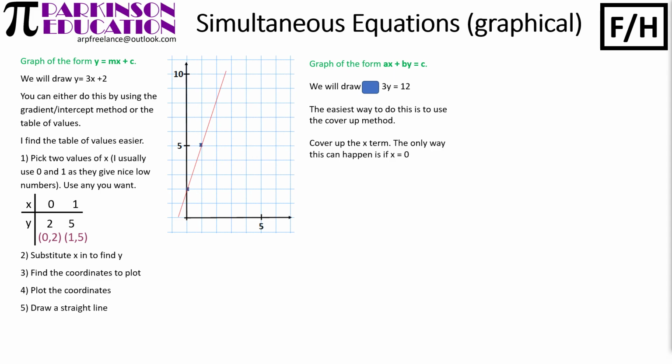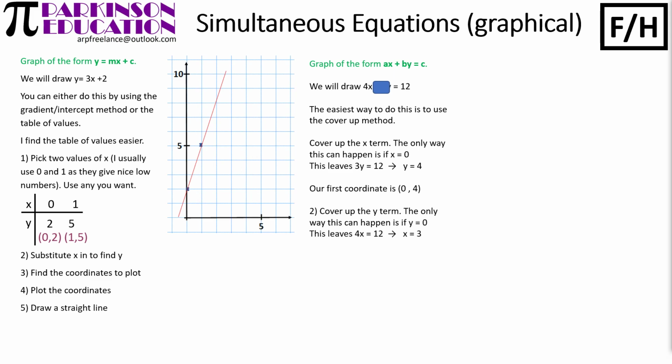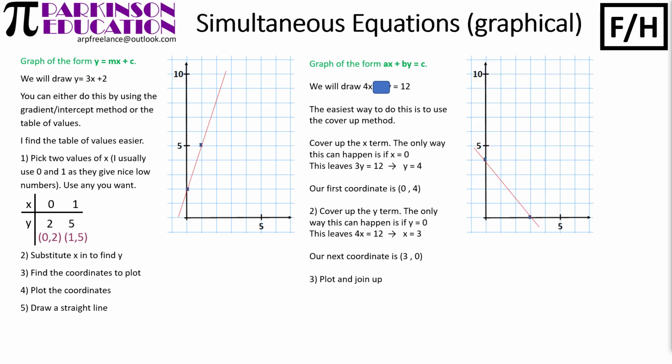The only way that can be true, if you want it to be not there, is if x is 0, because 4 times 0 is obviously 0. This leaves me with 3y equals 12, which says that y is 4. So my first point is 0, 4. I'm going to do the same again with y. I'm going to cover up y. Y has to be 0, leaving me with 4x equals 12, therefore x is 3. That gives me the point 3, 0. I'm going to plot these and join them up. Notice how I've got a straight line.